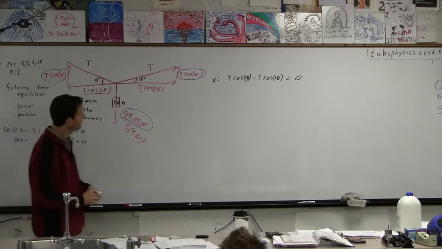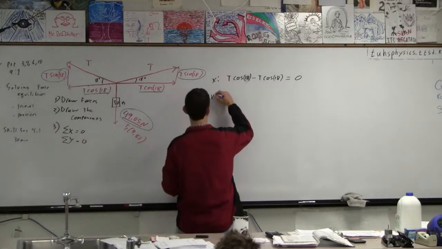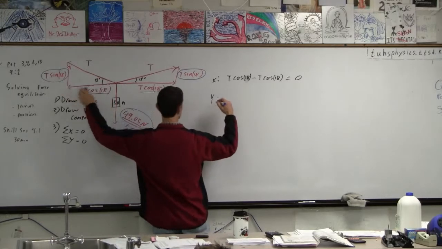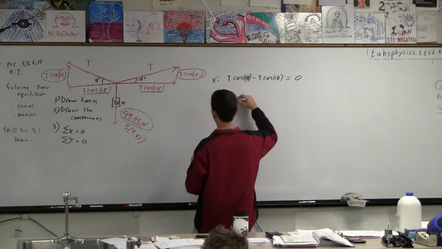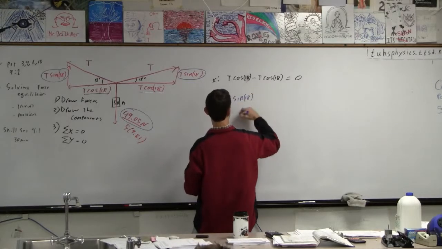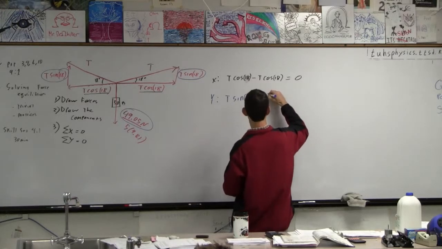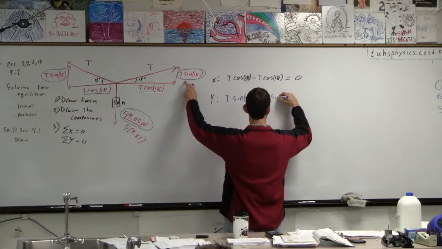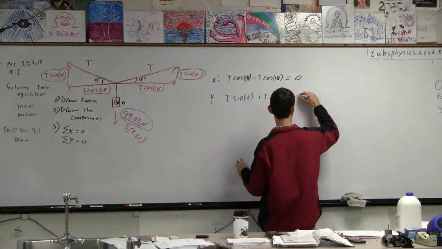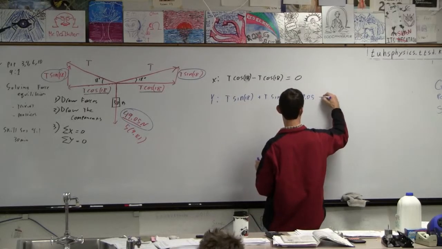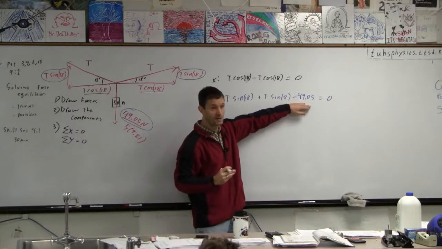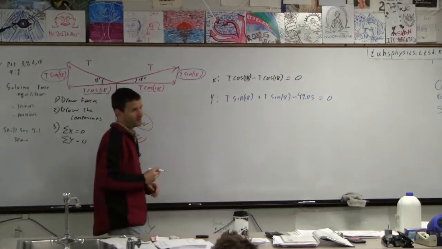So in the y direction, I'm going to make these guys positive: T sine 18 plus T sine 18 minus 49.05 is 0. So all the forces up minus all the forces down. Does that make sense?